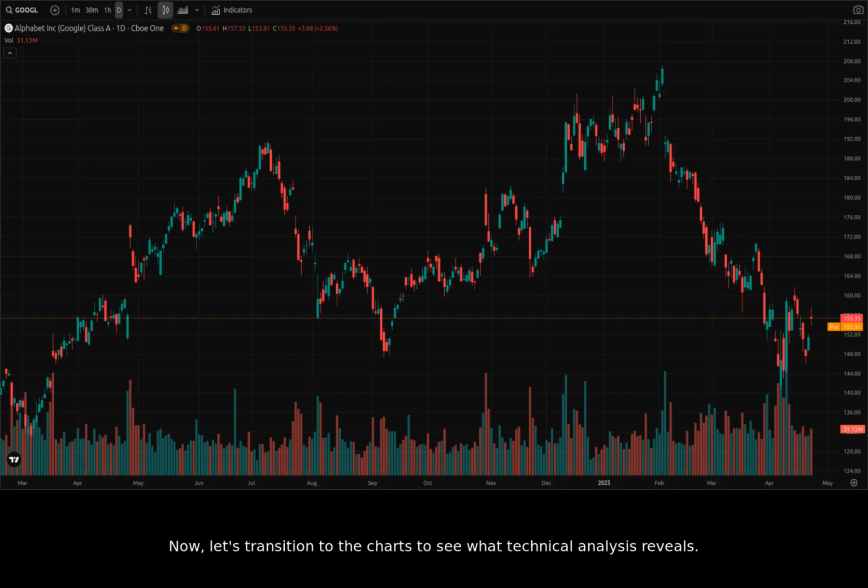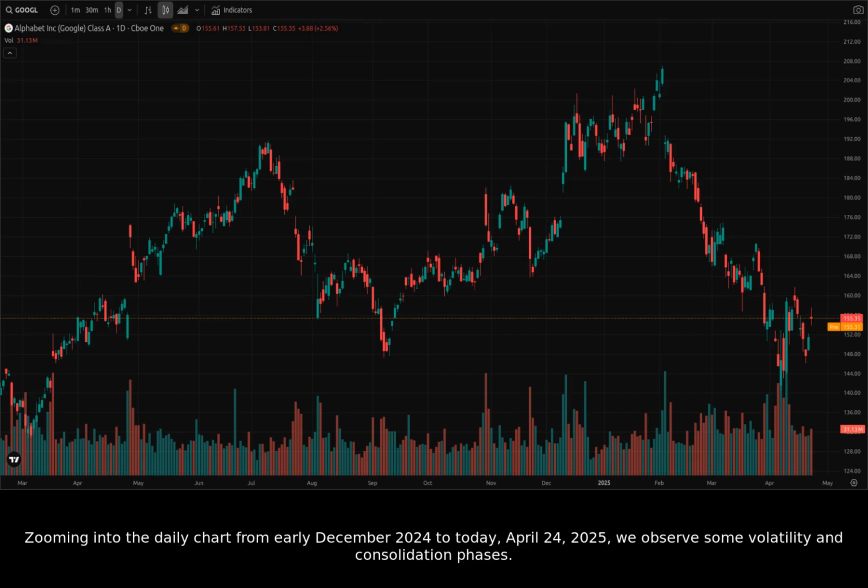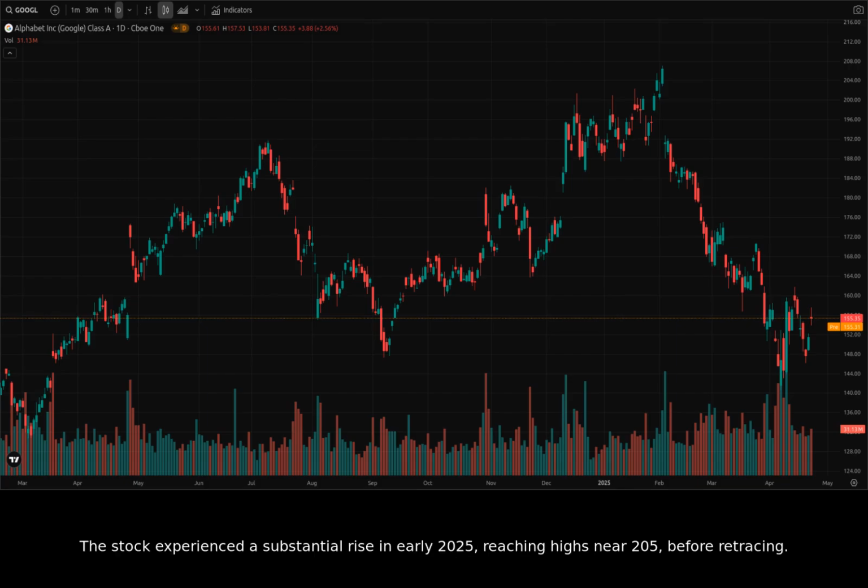Now, let's transition to the charts to see what technical analysis reveals. We'll start with the one-day chart to get a broad overview of GOOGL's price action. Zooming into the daily chart from early December 2024 to today, April 24th, 2025, we observe some volatility and consolidation phases. The stock experienced a substantial rise in early 2025, reaching highs near 205 before retracing.